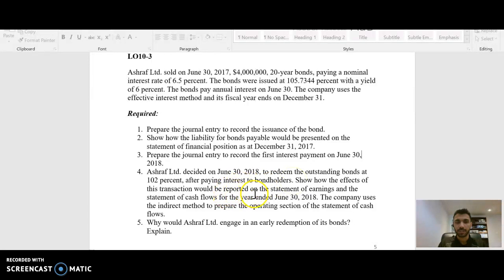Show the effects of the transaction on the statement of earnings, which is your income statement, and the statement of cash flows for the year ended June 30th, 2018. Now, cash flows is a concept we'll cover after the midterm, so instead of doing the cash flow part, we'll look at all the journal entries that you would have had to post. So the company uses the indirect method, and again, that's irrelevant when you're preparing the cash flow statement.